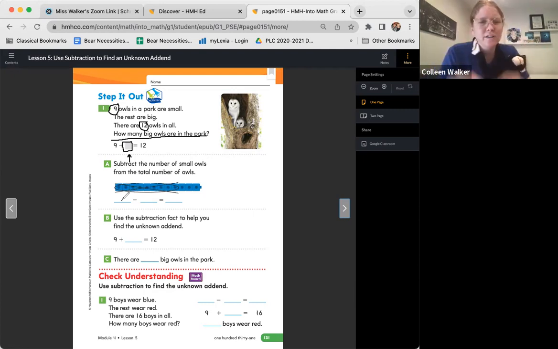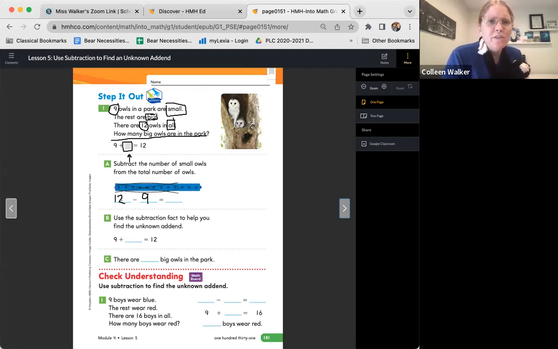Everyone say box keywords. Okay, so I know that 9 owls in the park are small. And I know that the rest are big. And that there are 12 owls in all. So how many big owls are in the park? So subtract the number of small owls from the total number of owls. Friends, what was the total number of owls? Yes, it was 12. Awesome. So 12 owls total. And how many owls were small? Yes, that's right. There were 9 owls that were small.